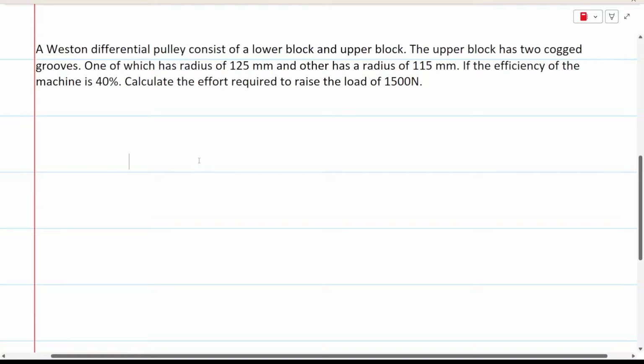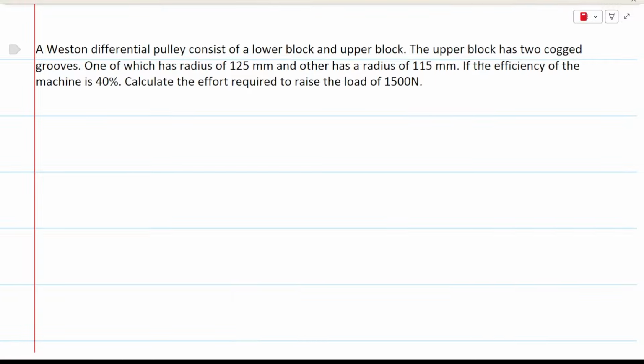Weston differential pulley consists of lower and upper block. The upper block has two grooves, one of which has a radius of 125 mm and the other has a radius of 115 mm. If the efficiency is equal to 40%, then the effort required to raise the load of 1500 Newton is dash.